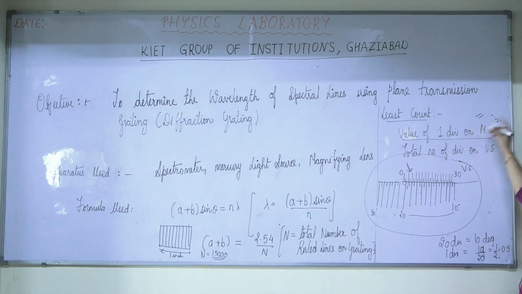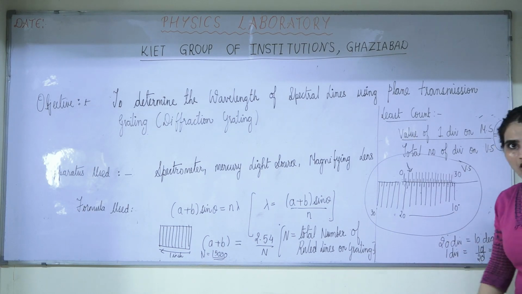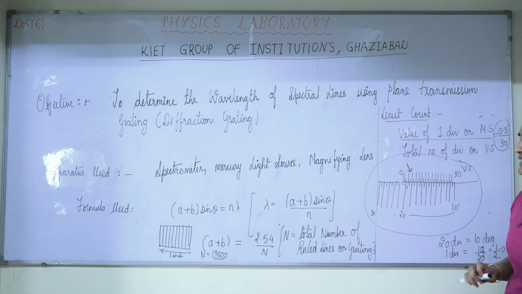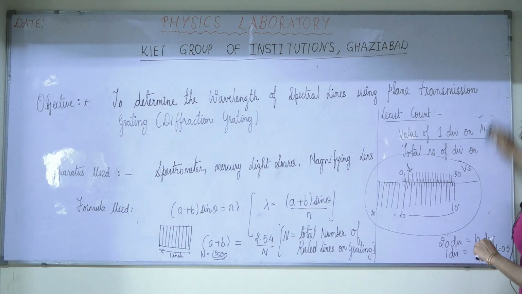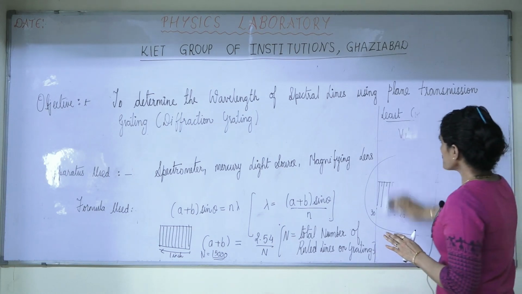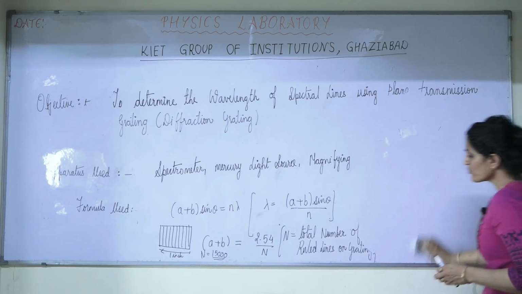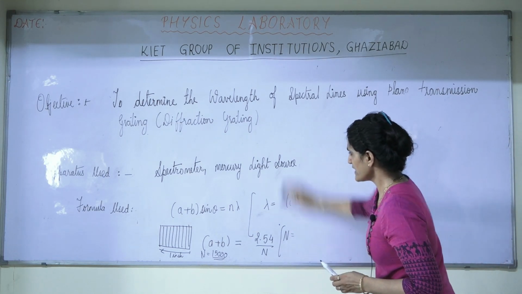So the value of 1 division on the main scale is 0.5 degree, divided by the total number of divisions on the vernier scale, that is 30. In this way, we can calculate the least count of the spectrometer which is used in our experiment, that is, for finding the wavelength of spectral lines. Now this was the calculative part for calculating the least count. Now how am I going to take the readings and complete the calculation?